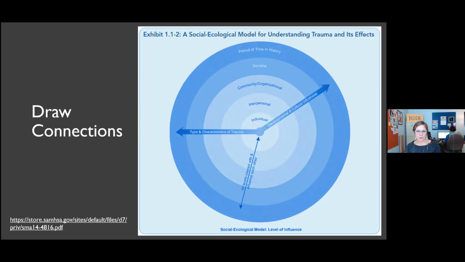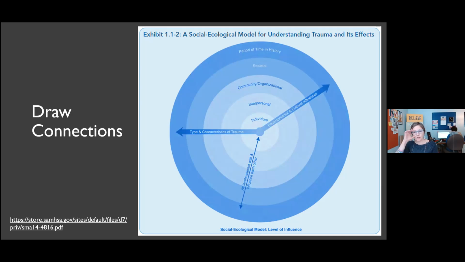So SAMHSA's treatment improvement protocol on trauma-informed care uses a social ecological model to explore trauma and its effects, and that's the diagram that you see here. The social ecological model provides a systemic framework for looking at individuals, families, and communities affected by trauma in general, highlighting the bidirectional influence that multiple contexts can have on the provision of health services to people who've experienced trauma. The focus of this model is not only on risk factors, but on protective factors that can protect against or lessen the impact of trauma.